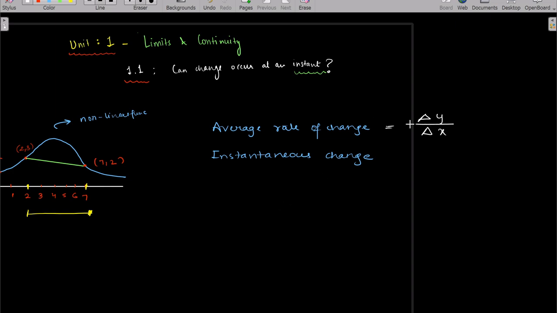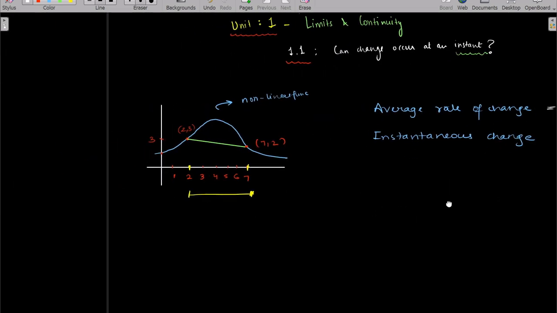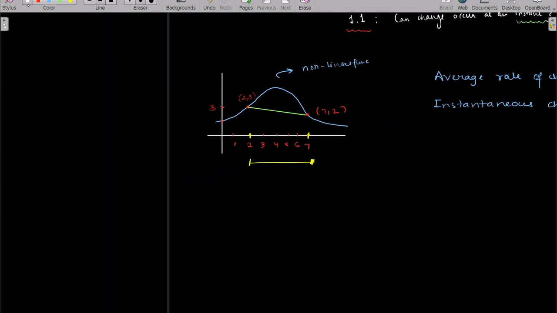Now in calculus, you will see the symbol of a triangle, delta, to represent change. So this is delta y over delta x. We use delta to represent change over a very small interval. Okay, right now if you find the change delta y over delta x, what will that be?